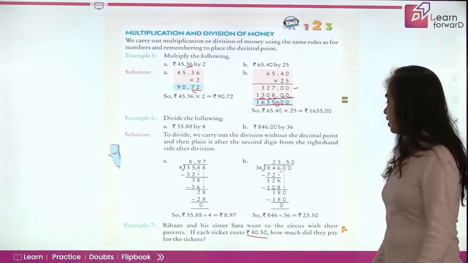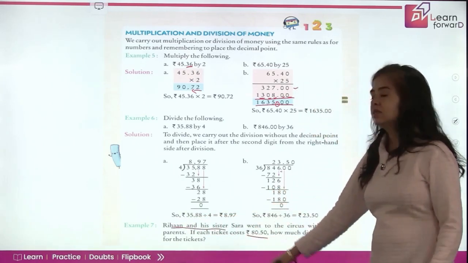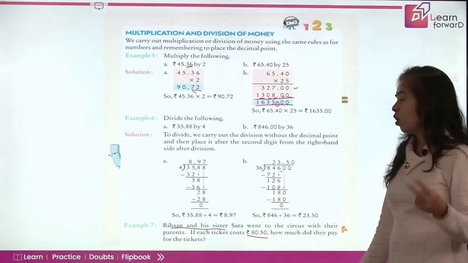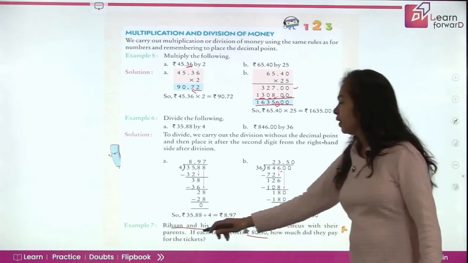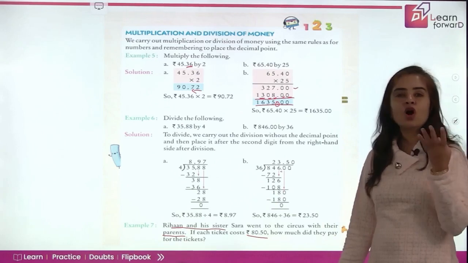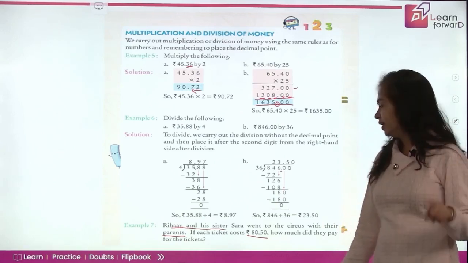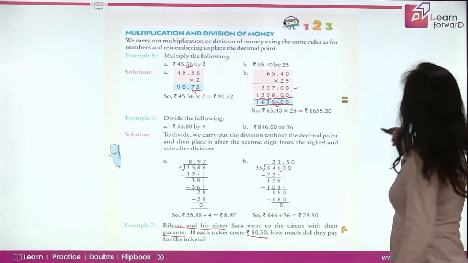And how many are there who all are going? Just Rihan and his sister. That means 2 people along with their parents. Another 2. So 2 and 2, 4 people. So how many tickets will they buy? They'll buy 4 tickets. Cost of one ticket is given as 80.50 rupees.